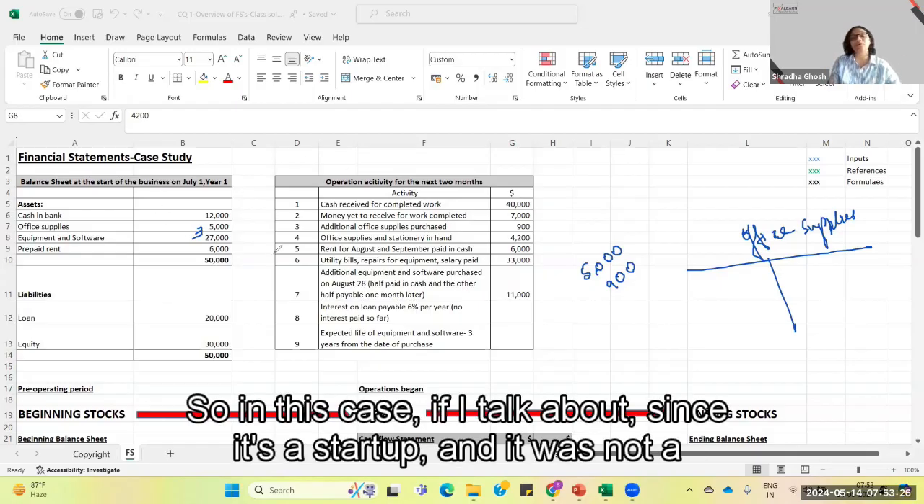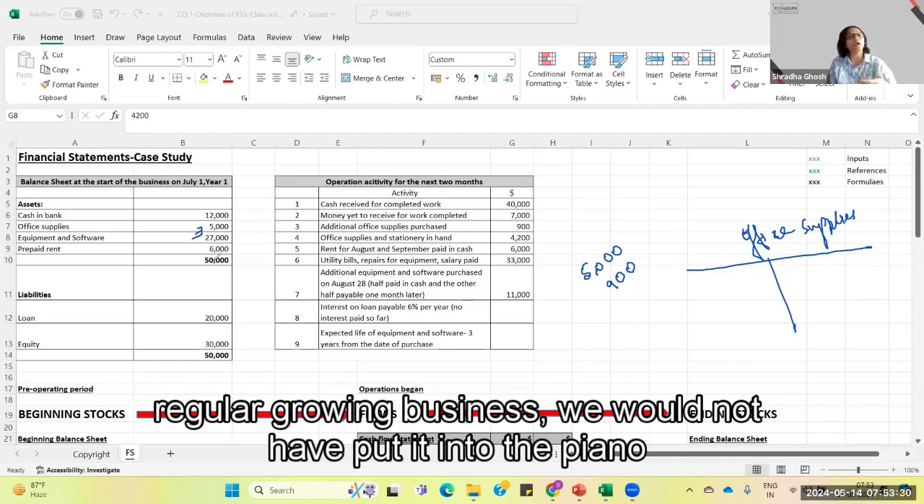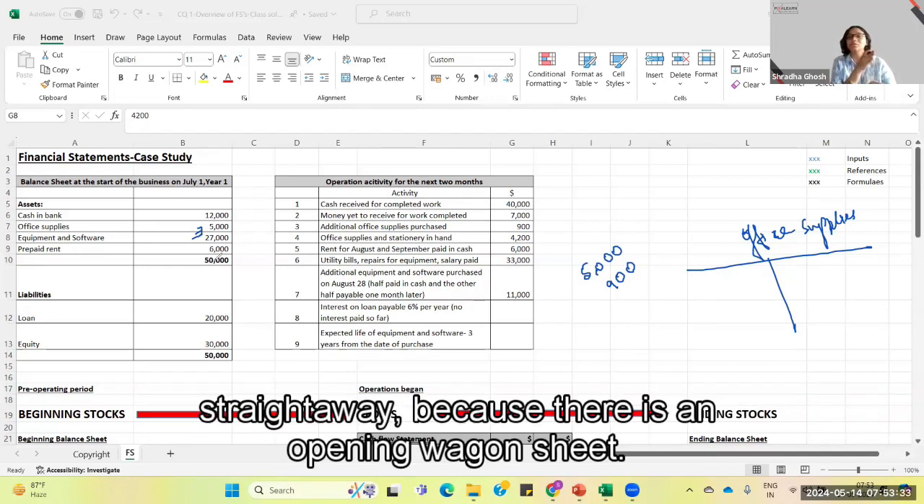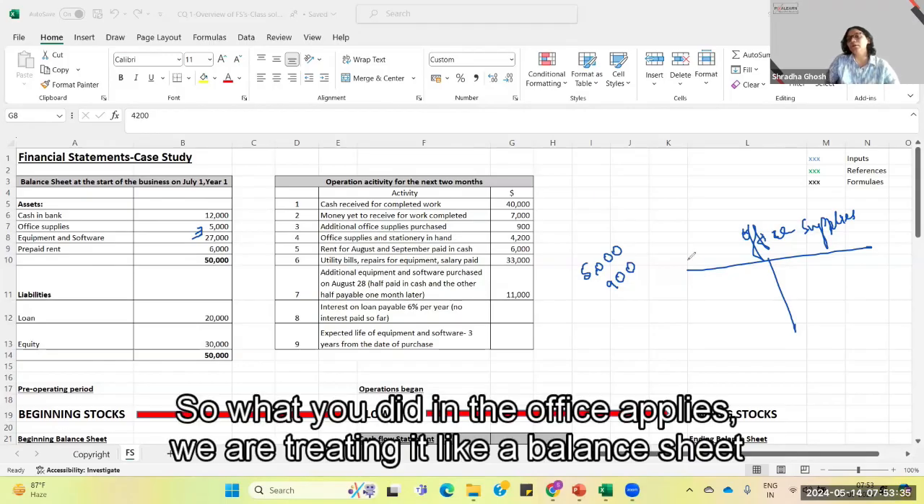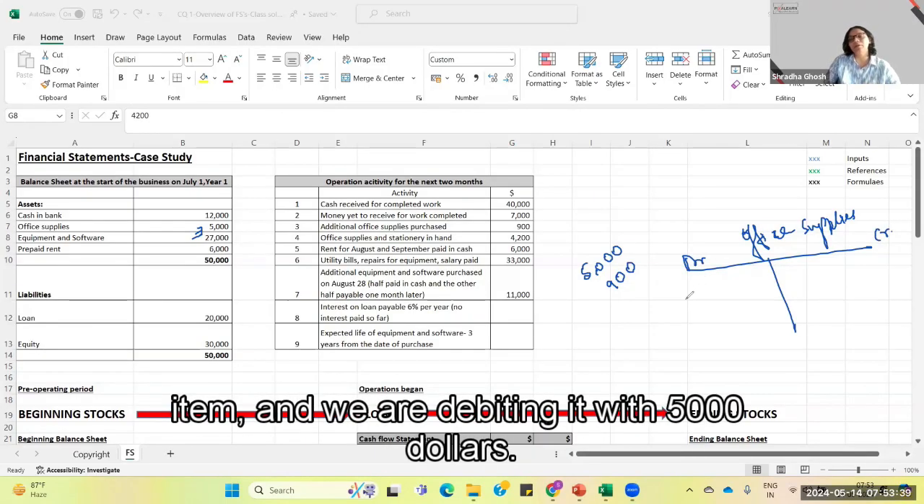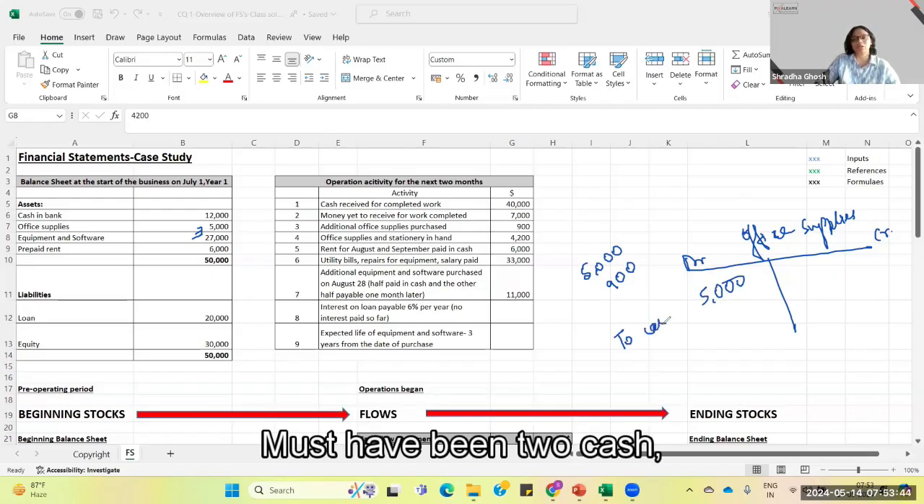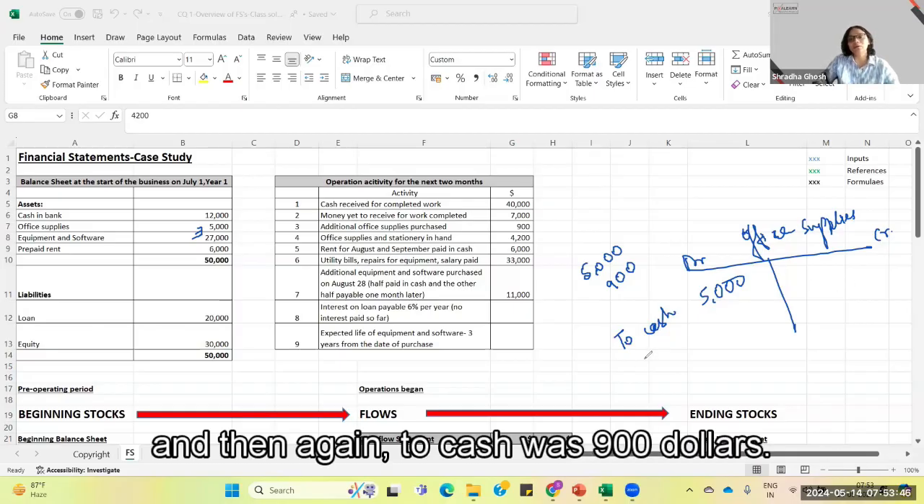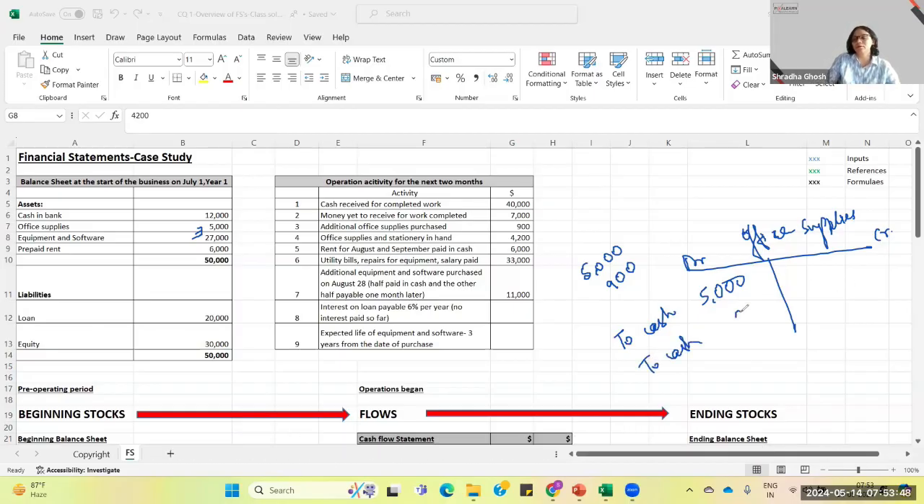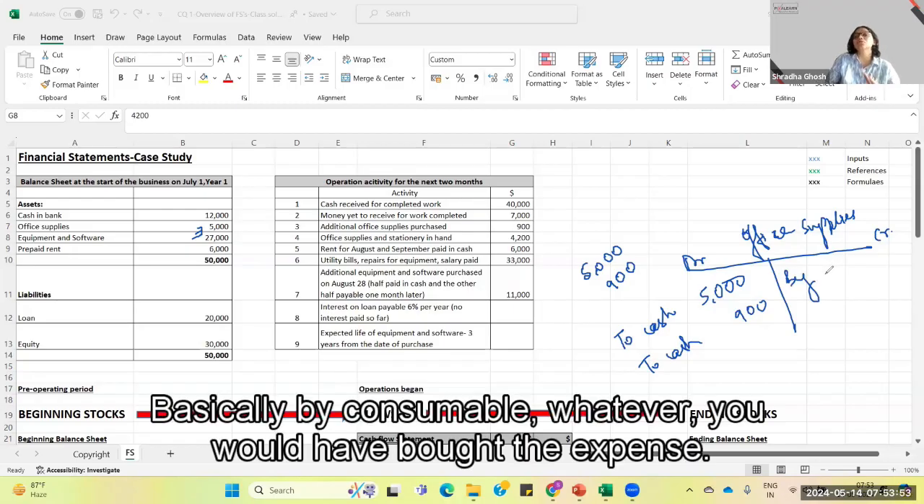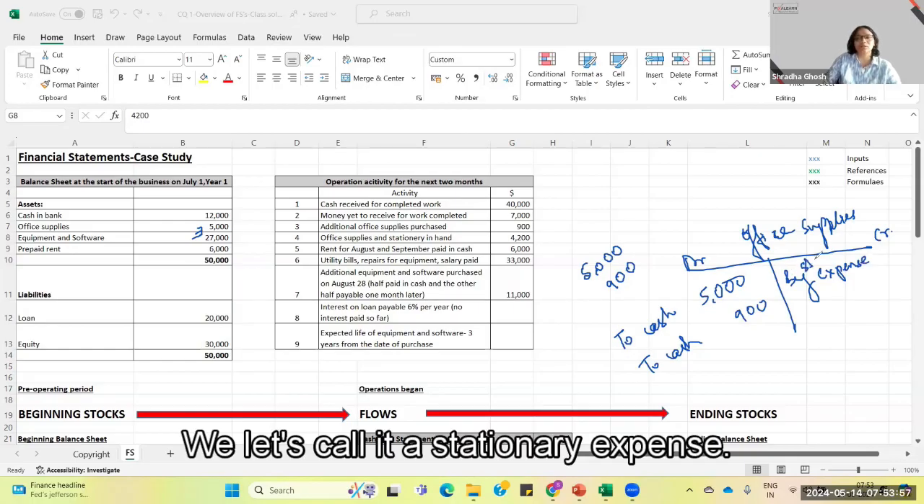So in this case, since it's a startup and it was not a regular growing business, you would not have put it into the P&L straight away because there is an opening balance sheet. So what you did with the office supplies, we are treating it like a balance sheet item and we are debiting it with $5,000. Must have been to cash. And then again to cash was $900. And then by P&L, basically by consumable, whatever you would have bought, the expense, let's call it a stationery expense.